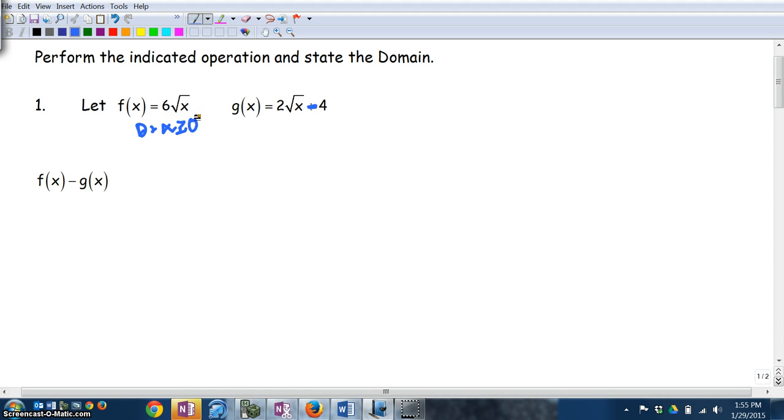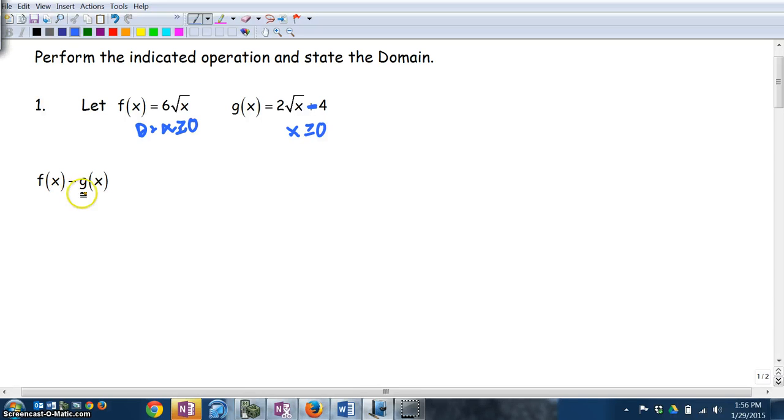And don't worry so much about your notation until the end. We're just writing ourselves some notes. Same with this one, you can't have a negative underneath a root, so x has to be greater than or equal to 0 for that one as well. So we know for sure x has to be greater than or equal to 0, and then when we get our final product, we'll see if there's any extra information we need to add into our domain as well.